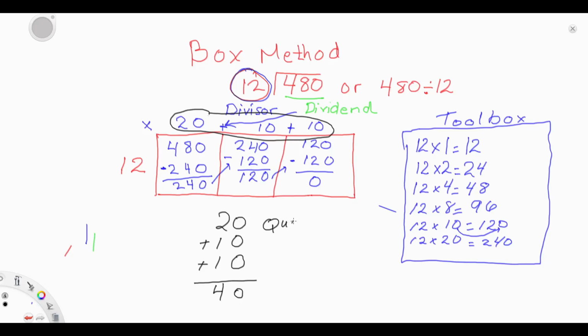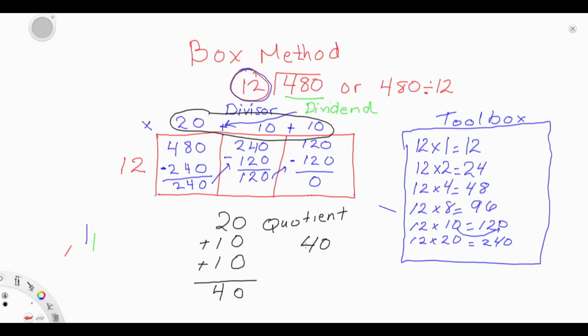we did not discuss quotients. What is a quotient? A quotient is an answer to a division problem. So again, a quotient is an answer to a division problem. So again, my quotient is 40.